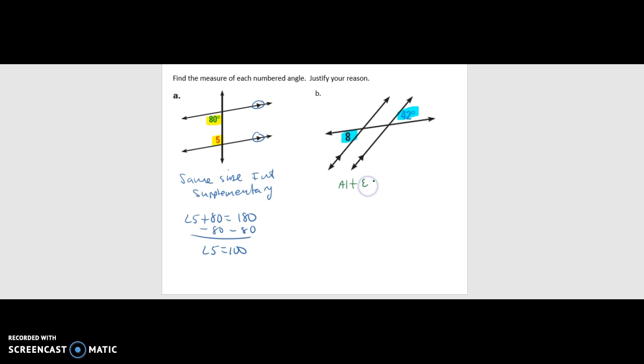All right. The next one, when I compare angle 8 and 42 degrees, the relationship between these is they are alternate exterior angles. These arrows tell me these lines are parallel. What do we know about alternate exterior? They are congruent. Therefore, I know angle 8 right away is equal to 42 degrees.